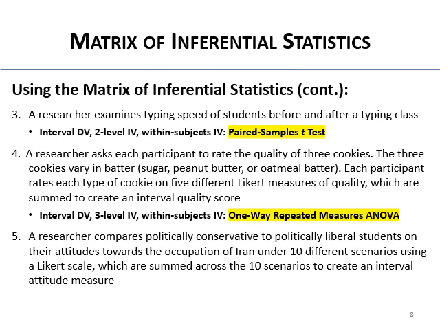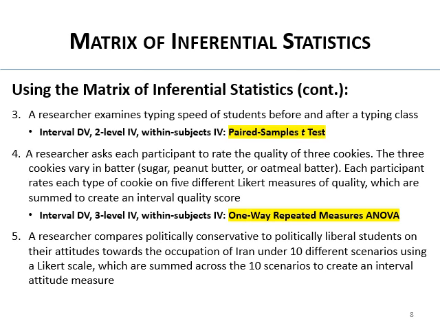How about a researcher compares politically conservative to politically liberal students on their attitudes towards the occupation of Iran under 10 different scenarios using a Likert scale, which are summed across the 10 scenarios to create an interval attitude measure. All right, so our DV is this interval attitude measure. We've got 10 scenarios. That's actually just noise in here. They're summing across the 10, but what's the IV?